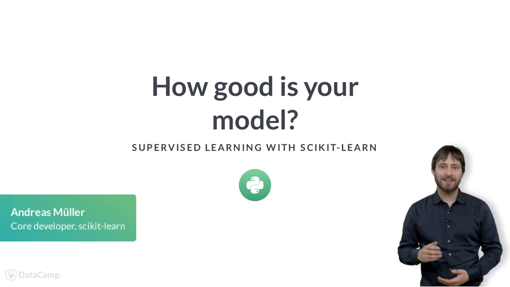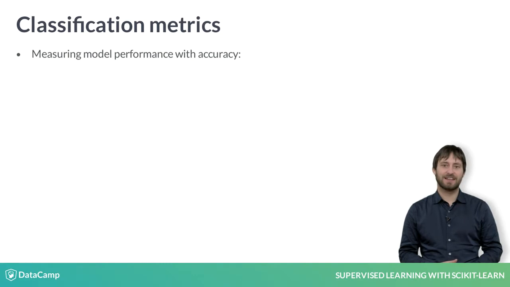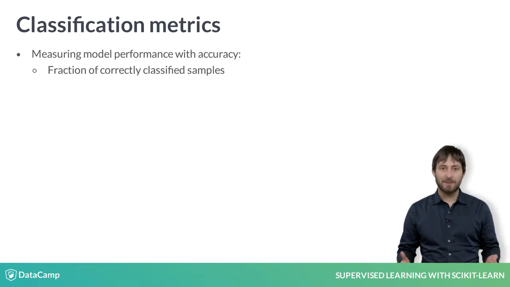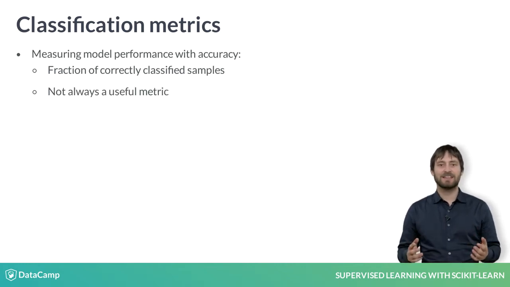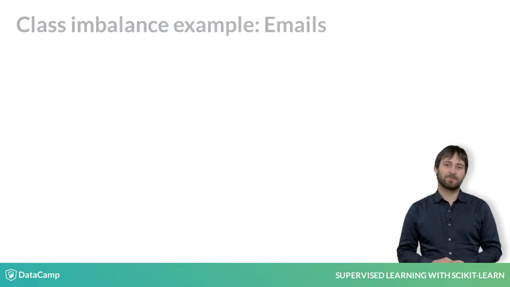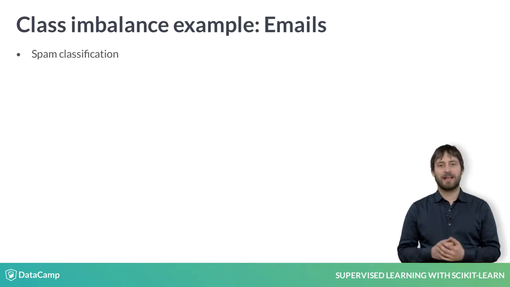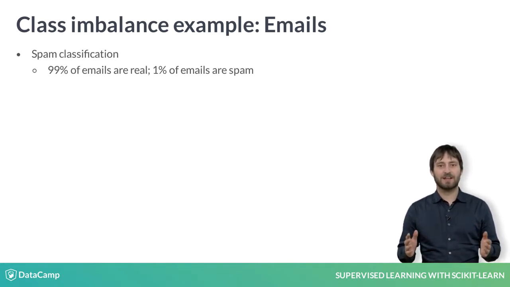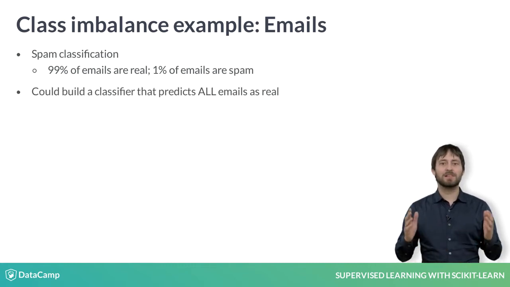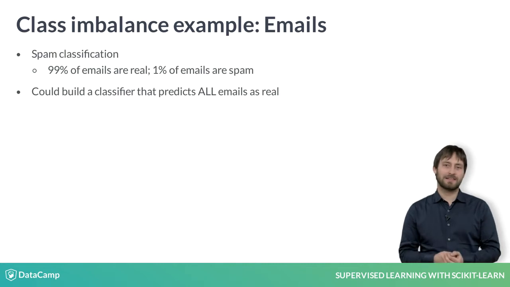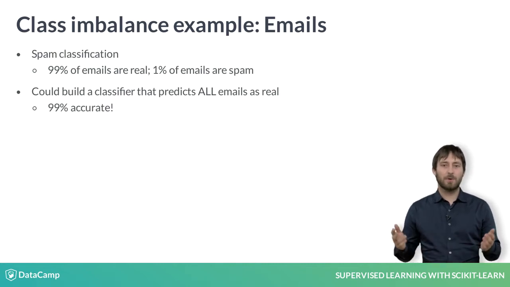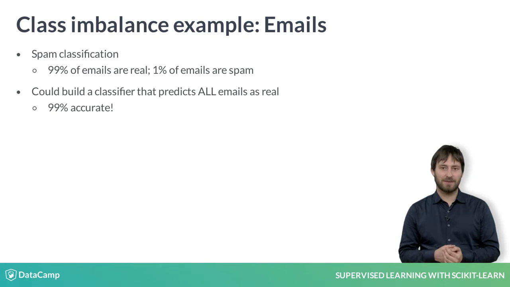In classification, we've seen that you can use accuracy, the fraction of correctly classified samples, to measure model performance. However, accuracy is not always a useful metric. Consider a spam classification problem in which 99% of emails are real and only 1% are spam. I could build a model that classifies all emails as real. This model would be correct 99% of the time, and thus have an accuracy of 99%, which sounds great.